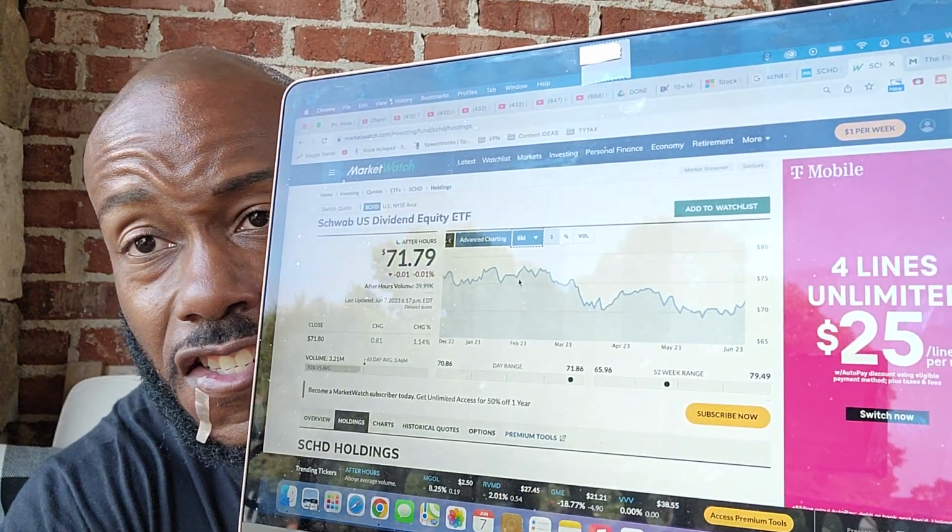I'm currently invested in the SCHD, the Schwab US Dividend Equity ETF, and it is down right now. But it really depends on the time frame you're looking at. For example, if we look at SCHD on a one-day chart, it looks like it's up. Hopefully you guys can see that. But if we look at SCHD on a 6-month chart, it looks like SCHD is down. So it really depends on the time frame you're looking at.